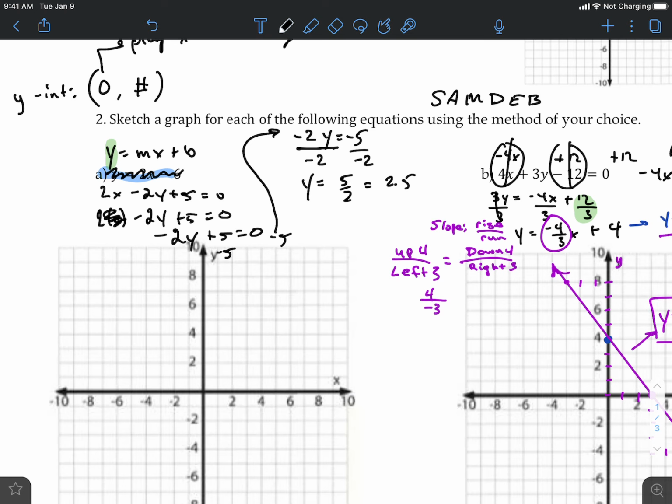My point is, I plugged in x equals 0. Does everybody agree? I took my x value of 0, I plugged it in, and I found y. So my point is 0, 2.5. That'll be my y-intercept. So you can go plot that. 0 and 2.5. That's right here.